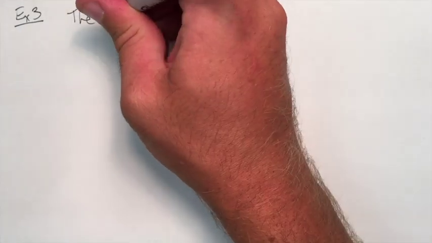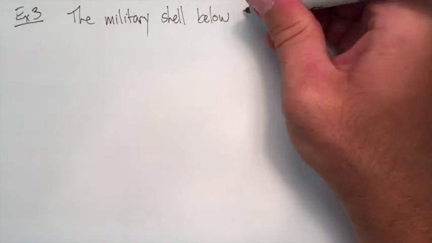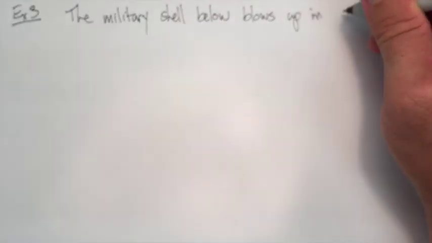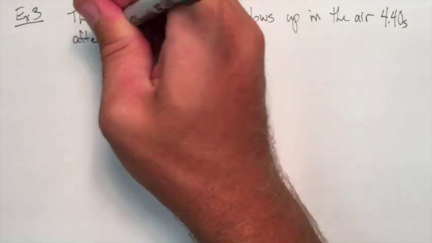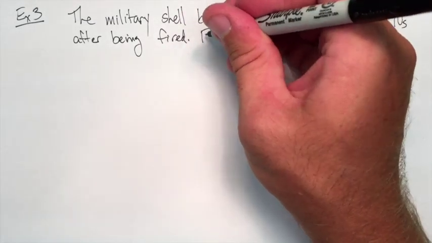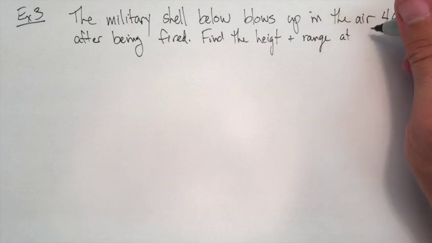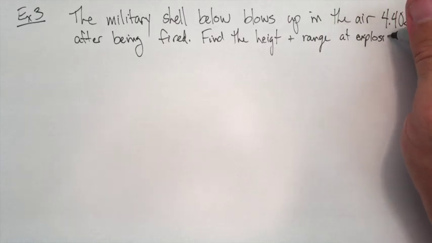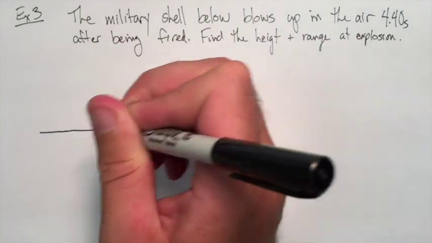Final example here is, let's say a military shell blows up in the air 4.4 seconds into the flight. We're going to try and calculate what height and what range this occurs at. So this one's a little bit different because the time is given right off the bat. We're going to have to know what to do with it to solve for what we want. So let's draw a picture here.